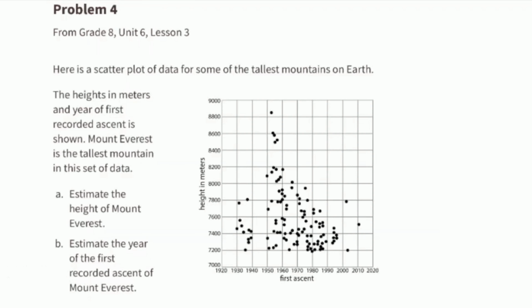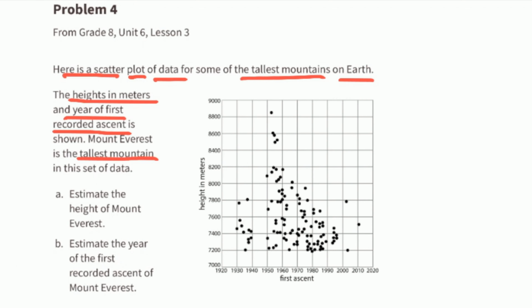Problem number 4 from 8th grade Unit 6, Lesson 3. Here is a scatter plot of data for some of the tallest mountains on Earth. The heights in meters and year of first recorded ascent is shown. Mount Everest is the tallest mountain in this set of data. A. Estimate the height of Mount Everest.